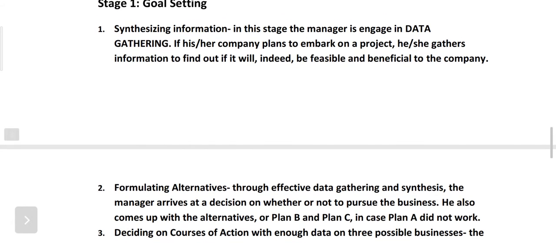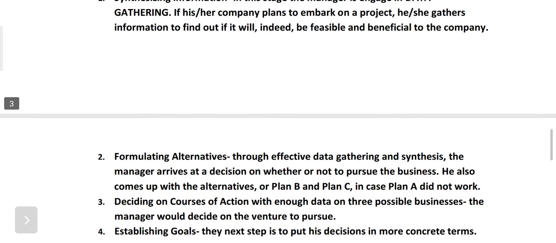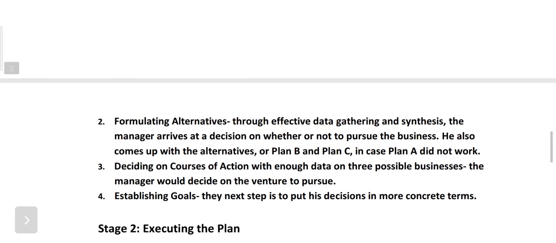Okay, so you have to synthesize and gather information. Ano yung pwede mong gawin with the current situation. Formulate alternatives. Through effective data gathering and synthesis, the manager arrives at a decision on whether or not to pursue the business. He also comes with the alternatives or the plan B and plan C just in case plan A didn't work. Okay, so kailangan meron kang alternatives. 3. Deciding on courses of action with enough data on three possible businesses. The manager would decide on the venture to pursue.